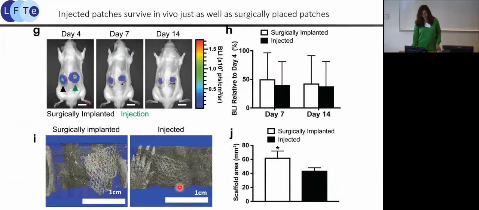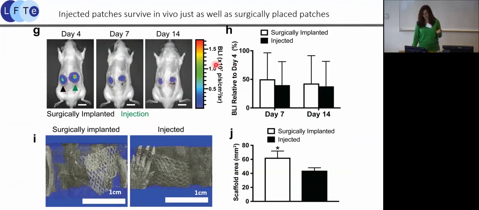When we inject the scaffold and compare it to surgical placement, we can see with imaging that this scaffold actually opens up very nicely. Surgical placement is where we just cut the skin open and pull this flap, place the tissue nicely, open it up, and then suture it. And injection, on the right, is the case where you just pinch the skin, inject some PBS first, and then inject the tissue and it will open up fully.